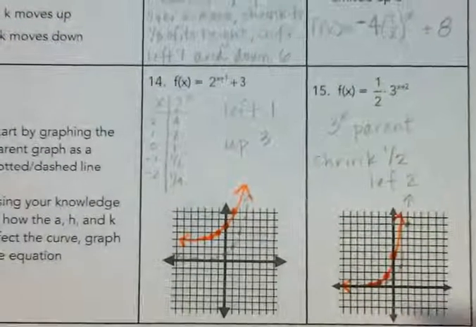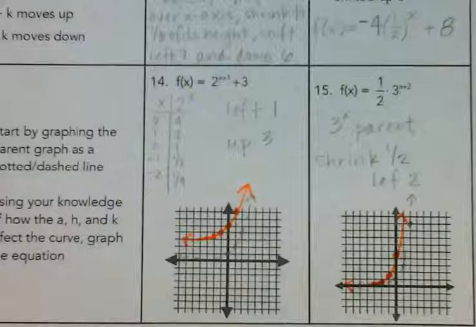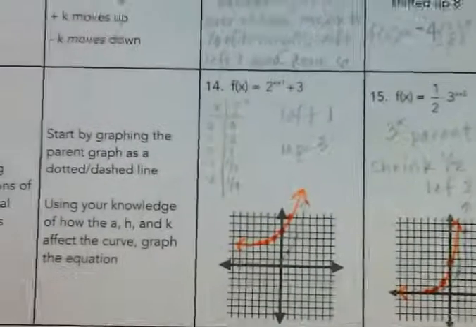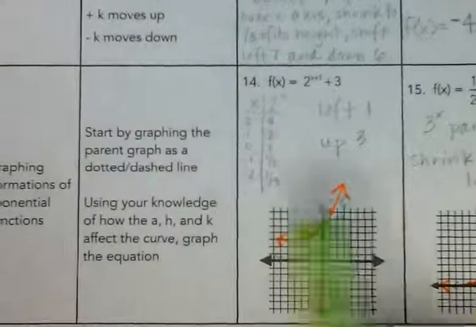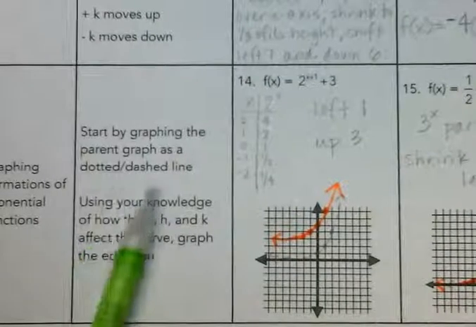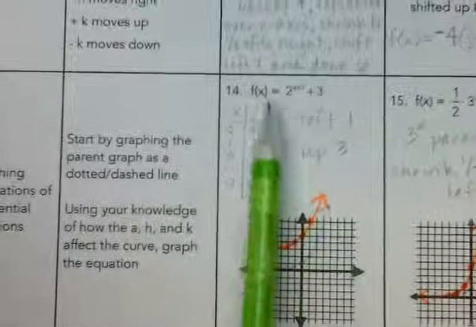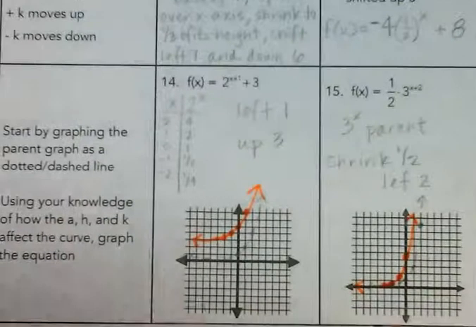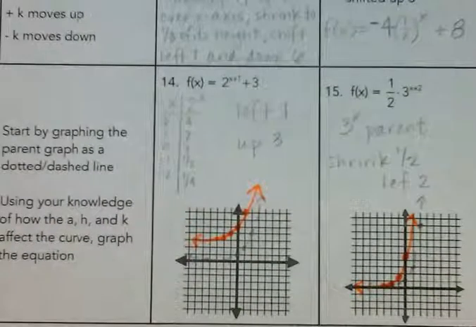So it's not quite as tall, not as stretched out, and it's been shifted 2 spaces to the left. So whenever you're graphing a transformed function, you want to start with the parent graph, graph that one first, and then use what you know about how these numbers affect your graph to make those changes right there on the graph, and then connect your points.